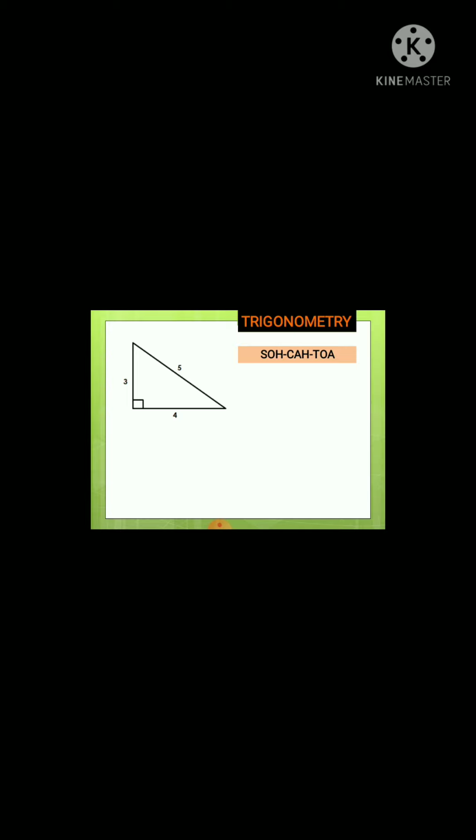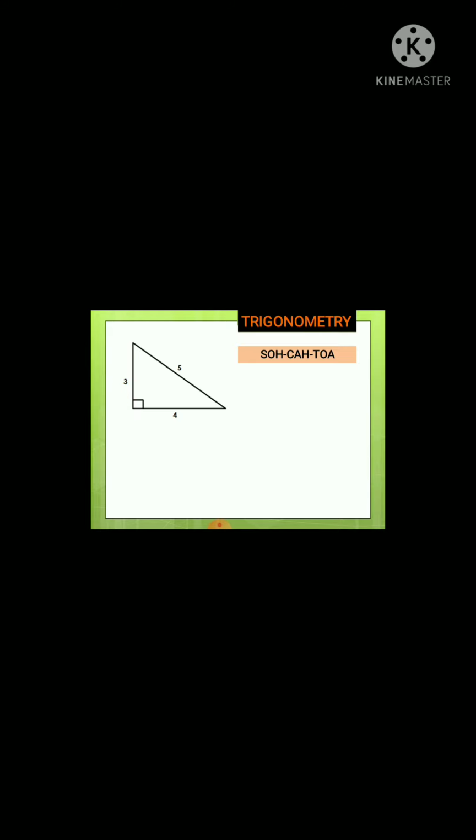So for example, on this triangle, on this angle, this is the angle here. Our hypotenuse side is the longest side. This one, this 5. Then this would be the adjacent, next to an angle. Then this is the opposite side.